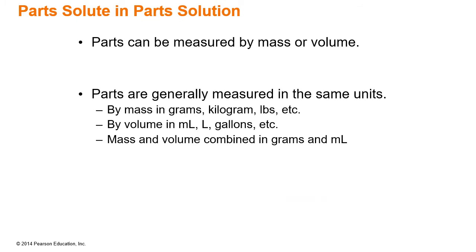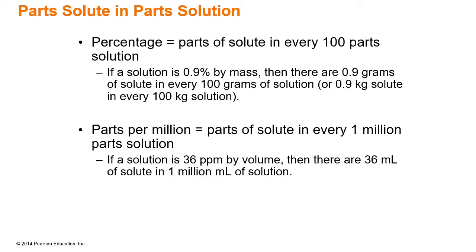If we are recording our concentration in parts, we can use this either as parts measured by mass or parts measured by volume. When we do use parts, generally it's the same unit in both the numerator and the denominator. So if we're doing parts by mass, we'd use units like grams and kilograms. If we're doing parts by volume, then we're going to use volume units like milliliters and liters. If we're measuring in parts and it is a percentage, that means that a 0.9% by mass, there are 0.9 grams of our solute for every 100 grams of the solution. Or if it's a larger measurement, we could use kilograms instead.